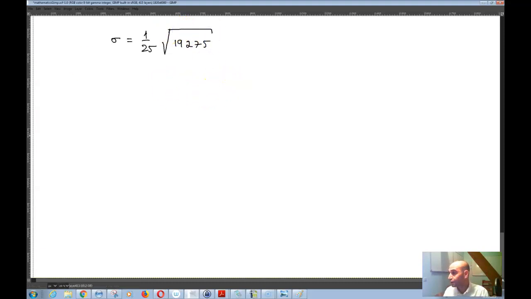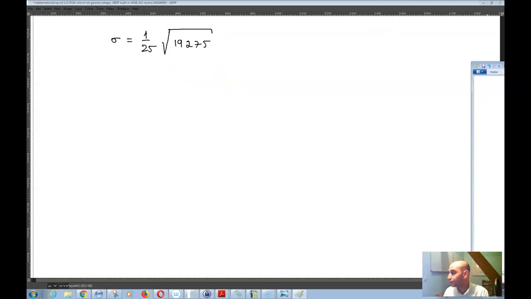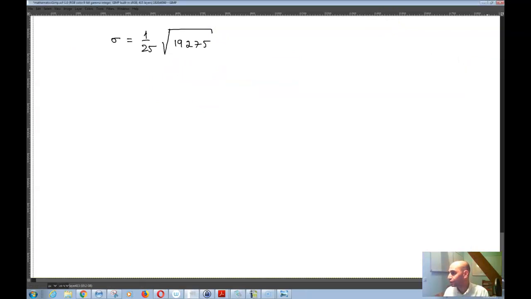275. So now to calculate that, what you can do is prime factorize the number, but it's too large a number. It's not worth it. So 19,275, if you take the square root of it, you get these three groups here.